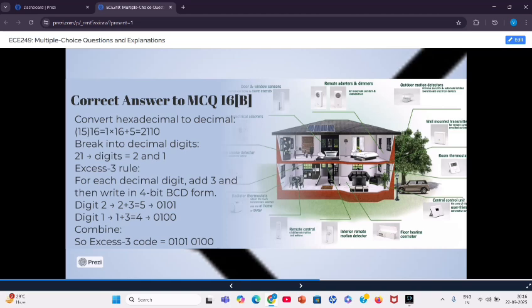Break the decimal into the digits. The digits of 21 are 2 and 1. Now apply the Excess-3 rule for each decimal digit. Add 3 and then write in 4-bit BCD form. Digit 2 plus 3 is equal to 5. Then the 4-bit BCD form would be 0101. Digit 1 plus 3 is equal to 4. Hence the 4-bit BCD form is 0100. Combined, our required Excess-3 code is 01010100, which is option B here.